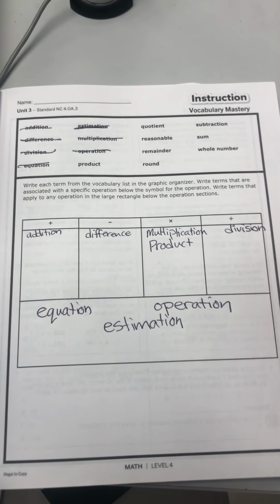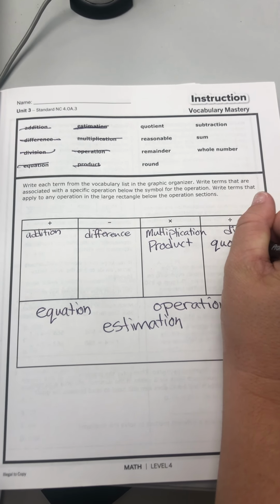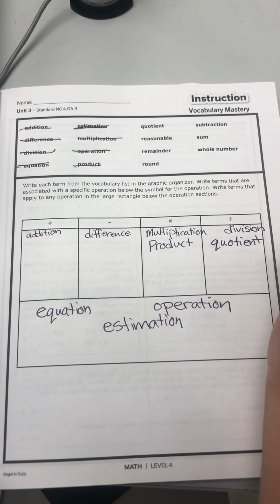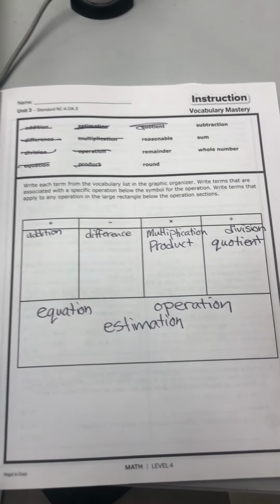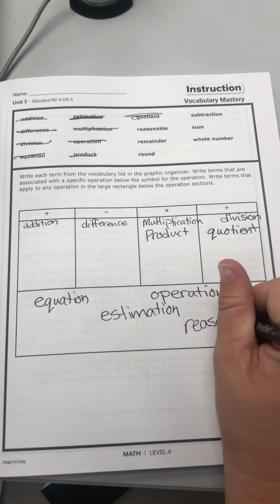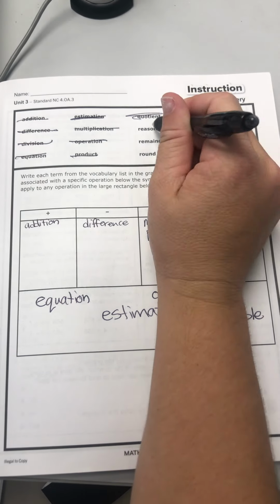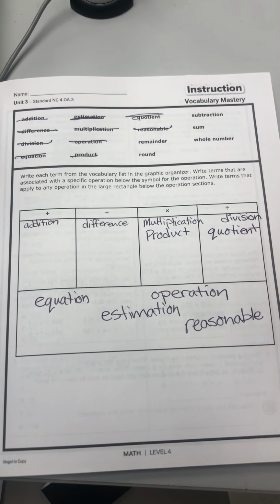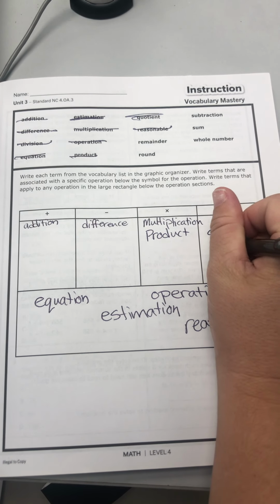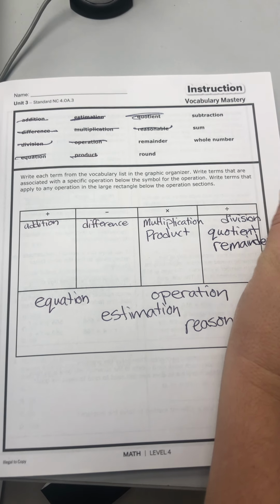Everybody should be checking over theirs. All right, we got quotient. Division. Quotient is the answer to a division problem. Reasonable. Bottom. Reasonable. Remainder. Subtraction. Nope. Divide. Division. Remainder is what's left over.